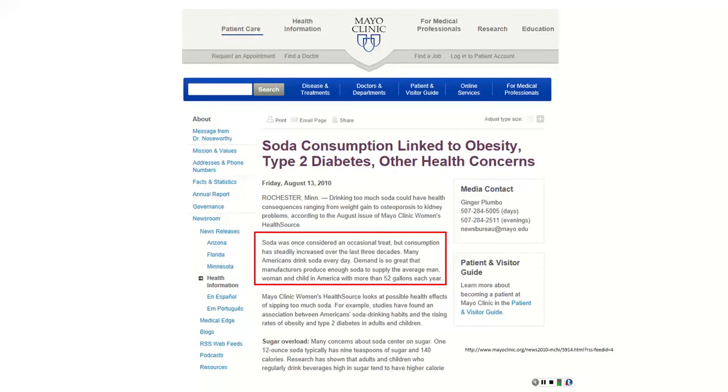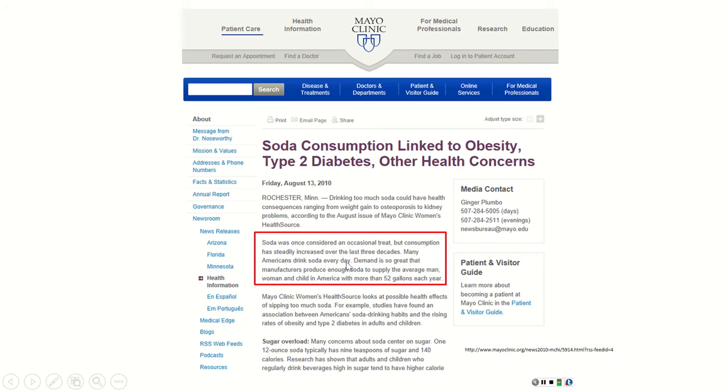So let's take a look at this. One of the things here is we see by the Mayo Clinic, soda consumption linked to obesity, type 2 diabetes, and other health concerns. There should be no question in your mind that the consumption of soda should be a very, very seldom occurrence. We can see here, soda was once considered an occasional treat, but consumption has steadily increased over the last 3 decades.